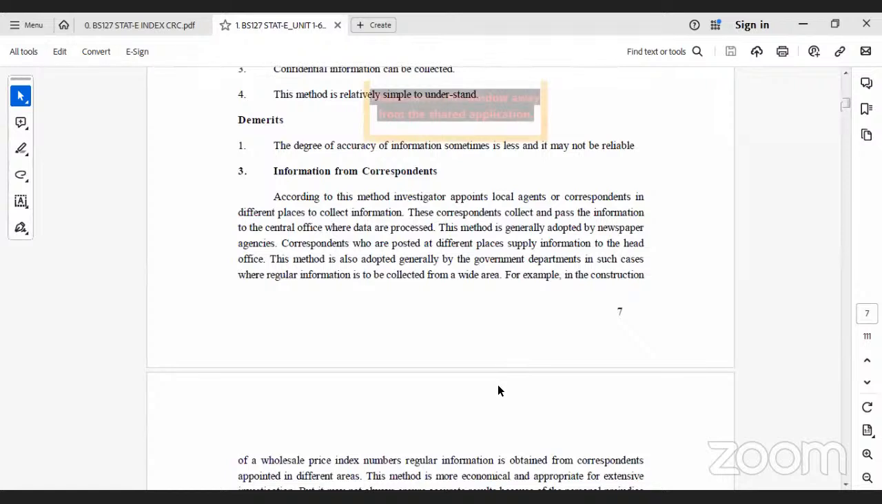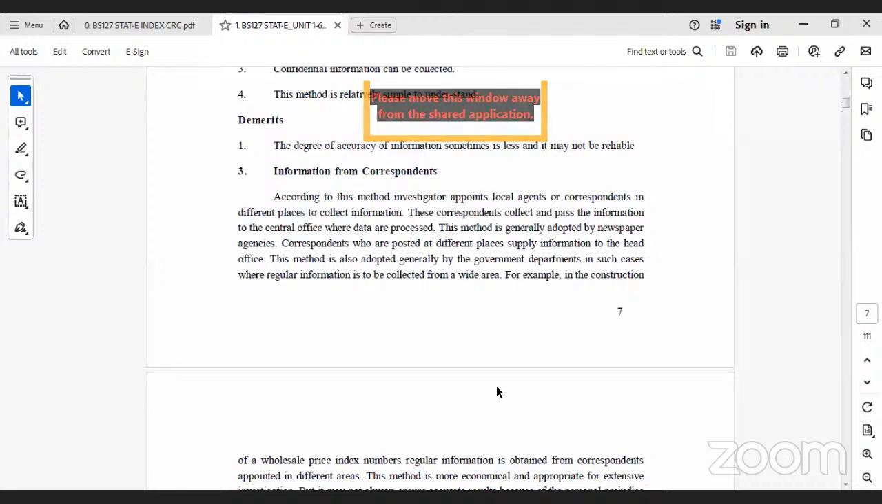Information from correspondents. Third one, according to this method, the investigator appoints local agents or correspondents in different places of the area. They collect data in different places. These correspondents collect and pass the information to the central office, where the data is processed.